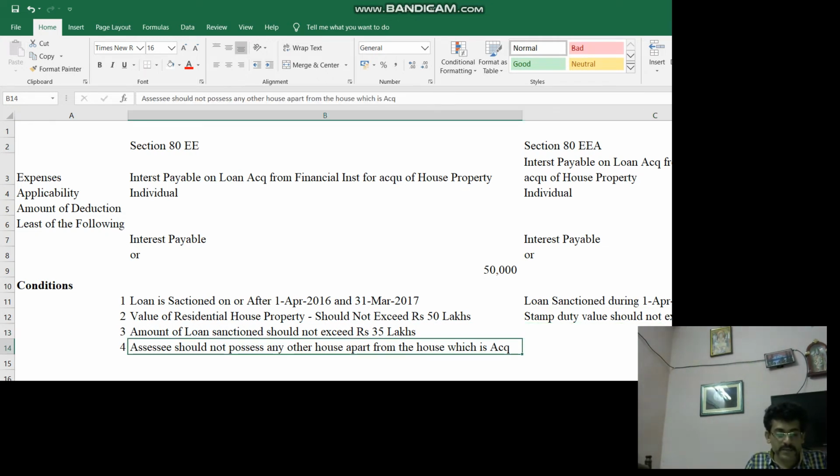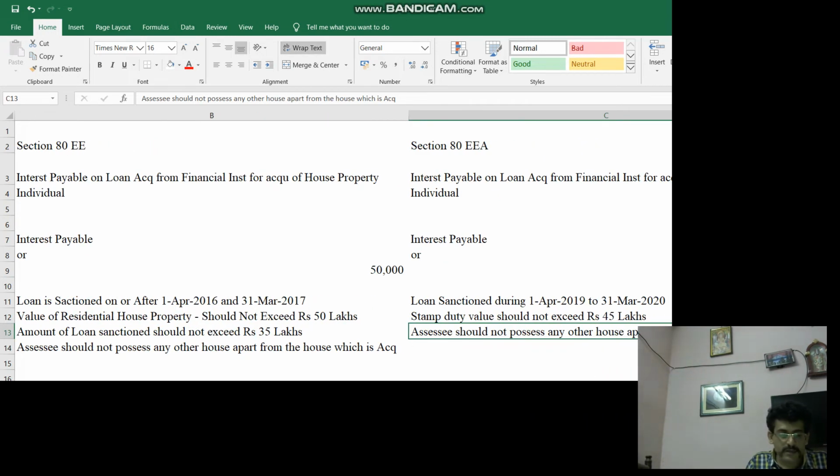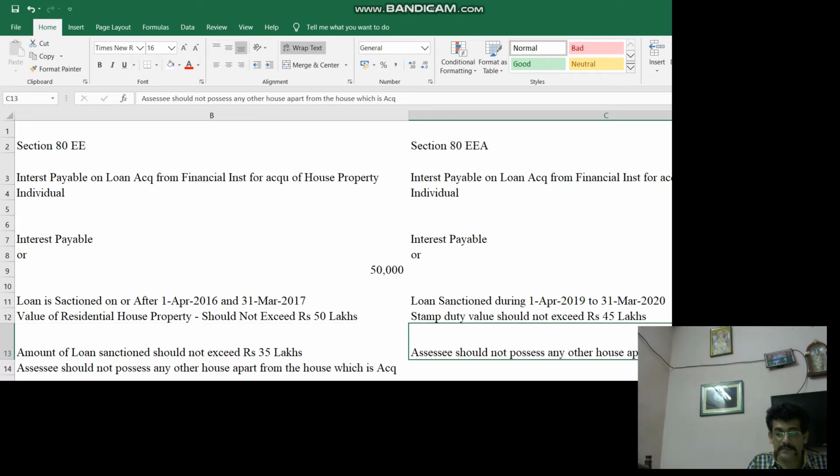And finally, the last condition remains the same. SSC should not possess any house other than this particular house which was acquired. So these are the basic conditions which are supposed to be satisfied. If you satisfy these conditions, then ultimately you can take the benefit of 80EEA as well as 80EE. Clear? That's the applicability.